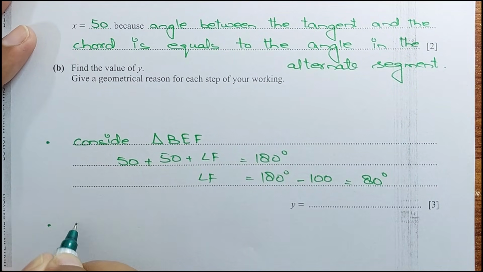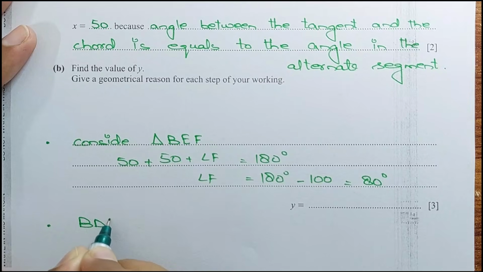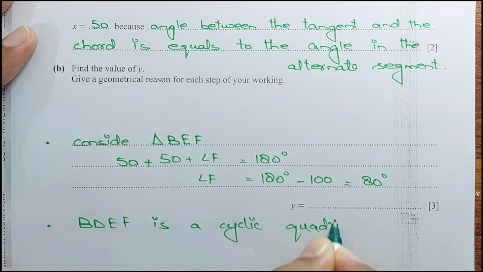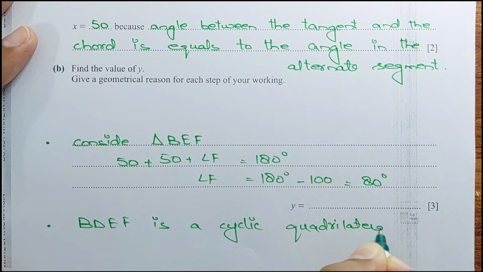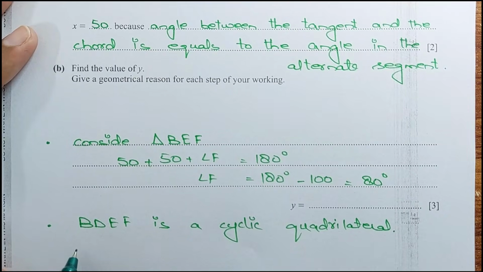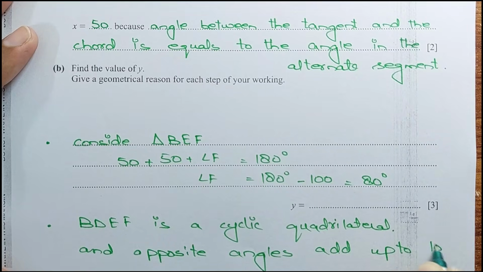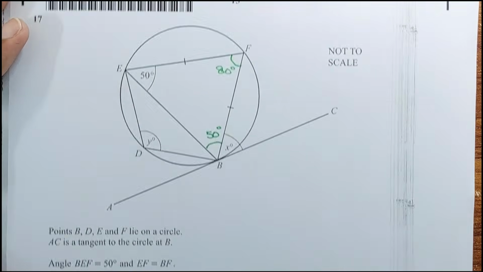The second point is B, D, E, F is a cyclic quadrilateral, right? And opposite angles add up to 180 degrees, right? Now what are two opposite angles?